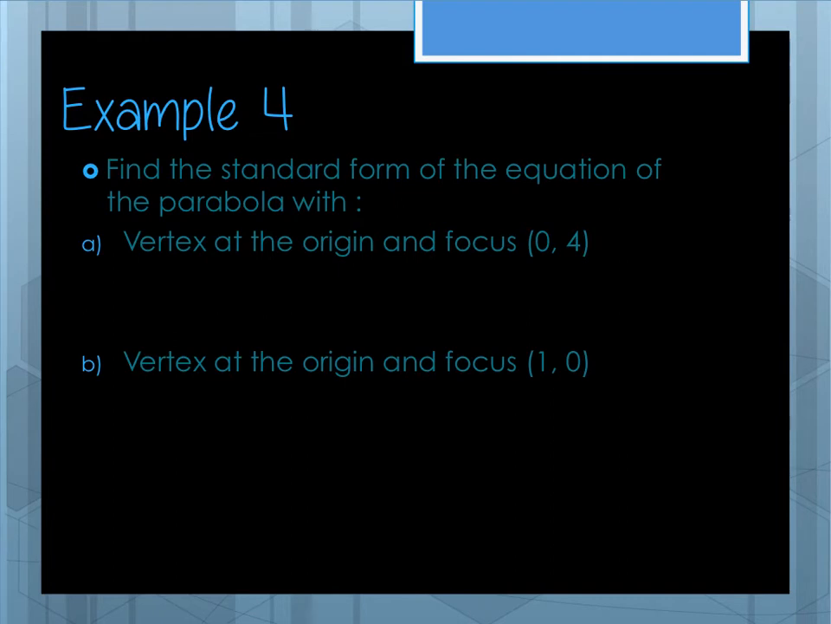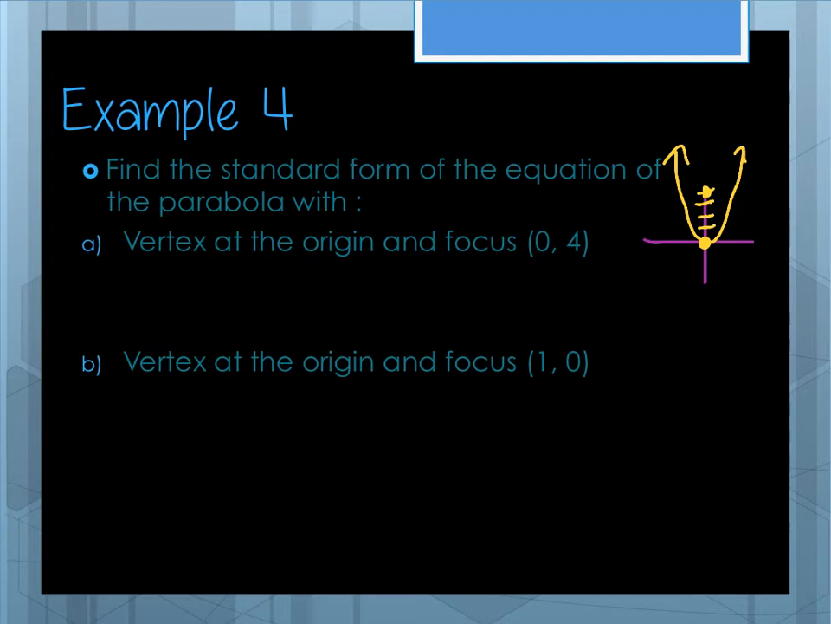For me, I'm a visual person. I usually draw it out before I even start anything because it gives you a good indication of what you're going to do. So if I have my axis and my vertex is at the origin, my focus is (0, 4), which means I'm not moving right at all, but I'm going up 1, 2, 3, 4. So my parabola is going to look something like this.